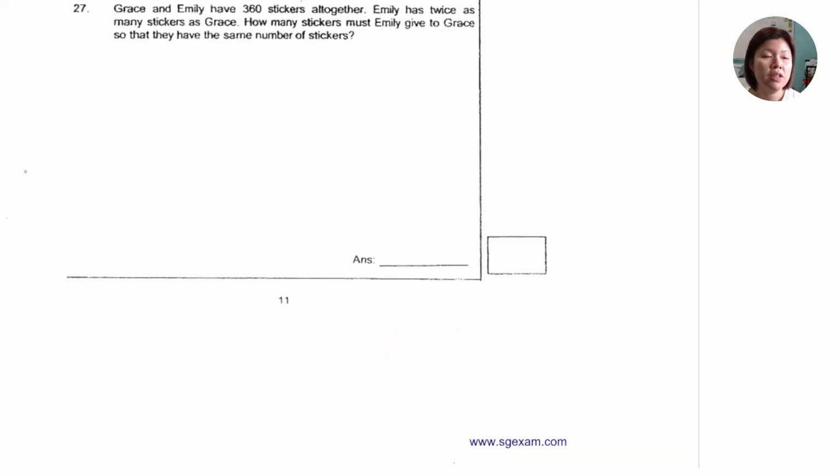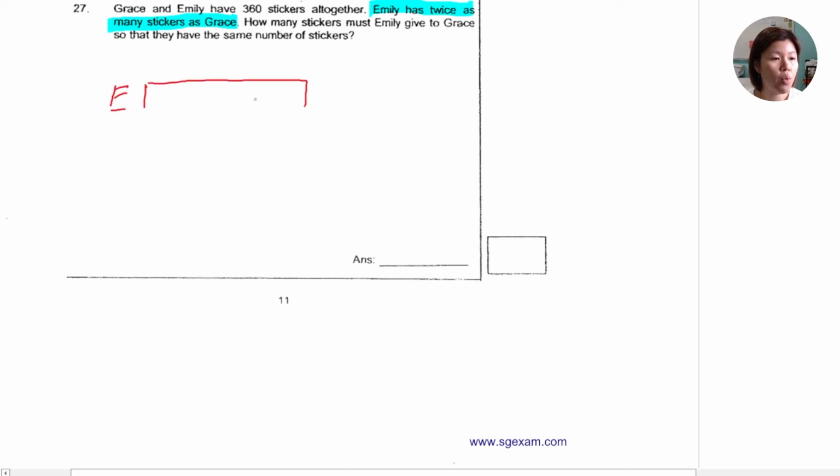Okay, next question. Grace and Emily have 360 stickers altogether. Emily has twice as many stickers as Grace. How many stickers must Emily give to Grace so that they have the same number of stickers? Okay, so before that, we know that Emily has twice of Grace. So we can draw Emily. Twice means 2 units. So Emily is 2 units. Grace is 1 unit.